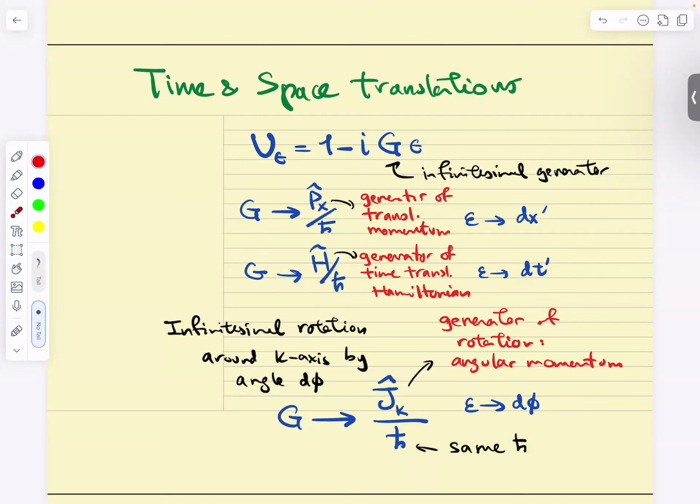For rotations, we do the same thing. Epsilon is just d phi, an infinitesimal rotation, and the generator here is going to be some operator J hat k over h bar. We did describe this very quickly, briefly, but we're going to beat this up and discuss this in detail, right?